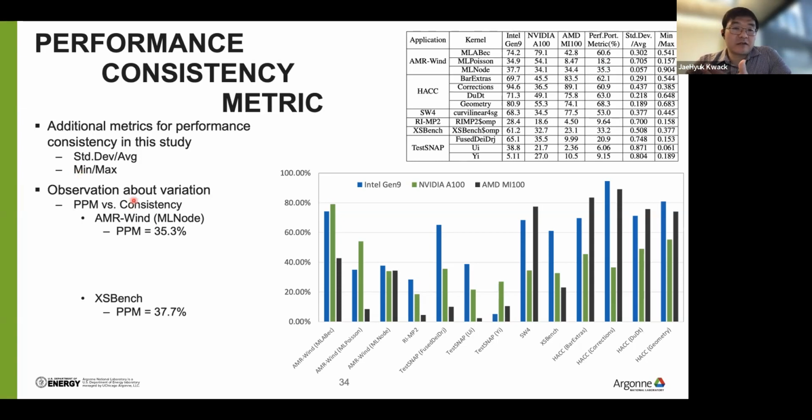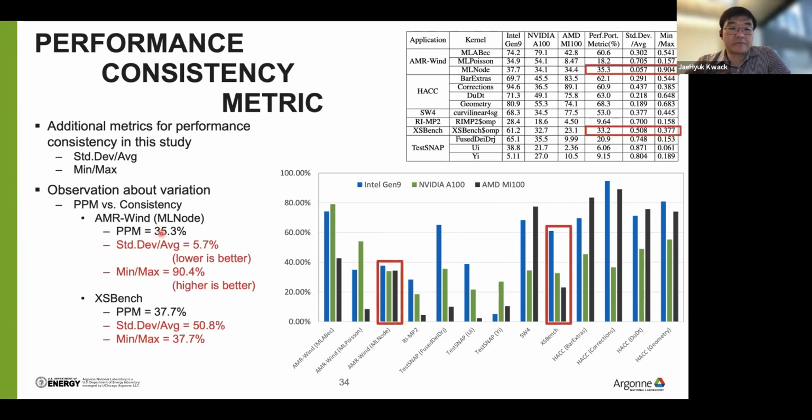So using this consistency metric for these kernels with the same PPM number, we have different consistency values. If you look at the mean over max ratio for the AMR-Wind case, it is 90%, which means highly consistent with each other. And in the ExaSMR case, it is 37%, which is not really highly consistent. So we can expect more variation across the system, right?